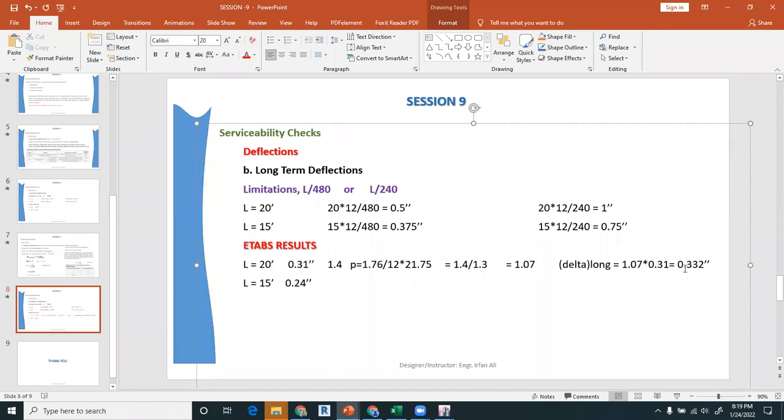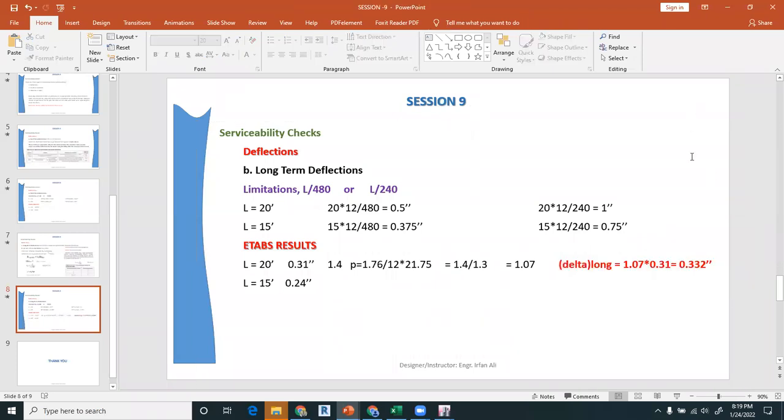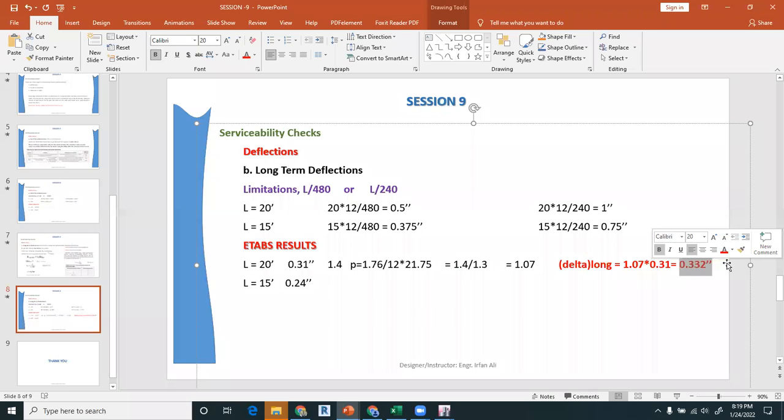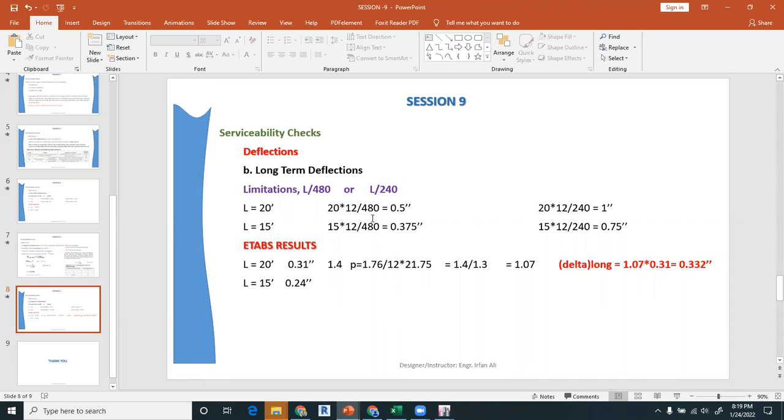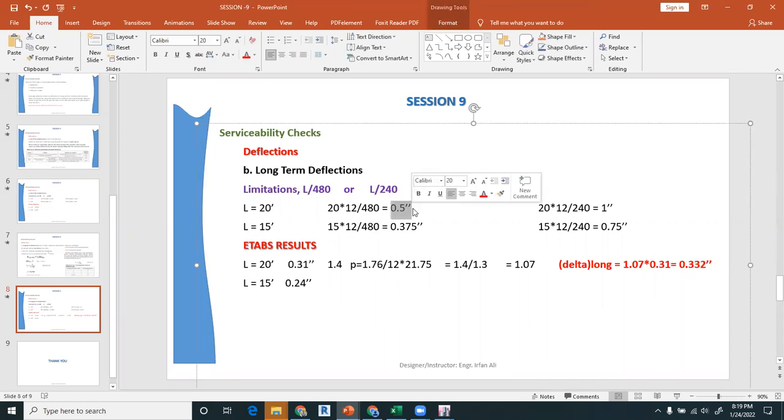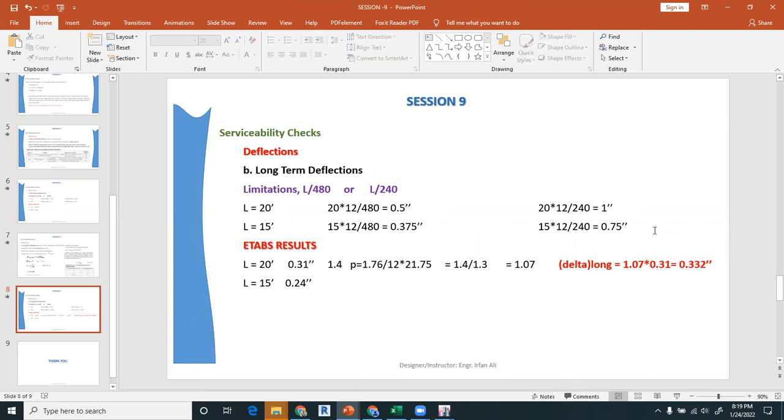Right. Now you have to compare this. This is the final long-term deflection for your 20 feet long beam, and you have to compare it with the allowable limit. The deflection in your ETABS model is 0.332 inches, and the allowable is 0.5 inches if you do not want your structure to be damaged by large deflections, and if you do not mind damage from large deflections, it is 1 inch. So it is way less than 0.5. So we are on the safe side for the 12 inch by 20 feet beam.